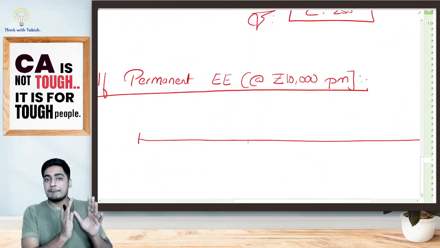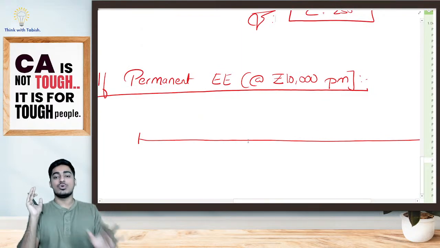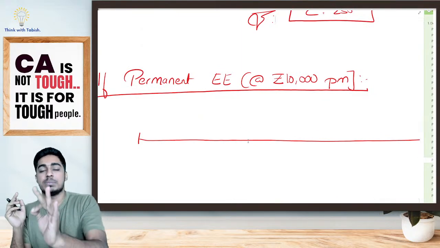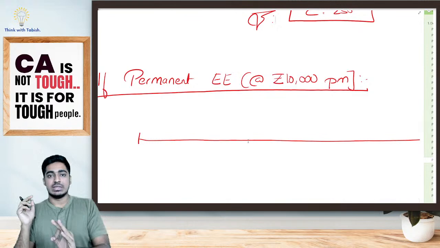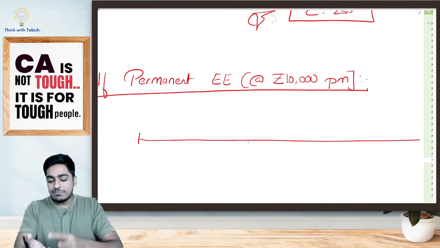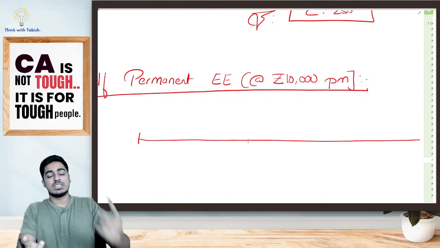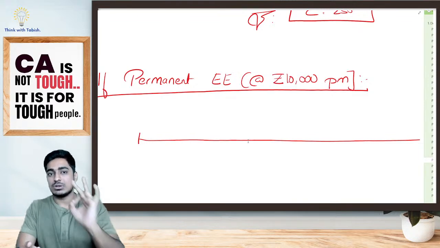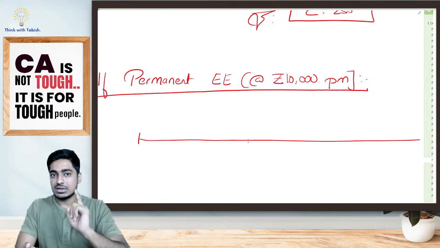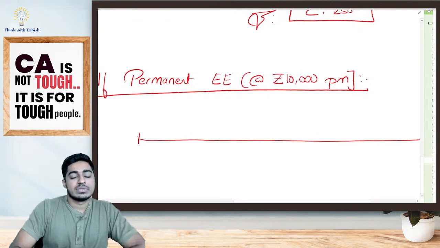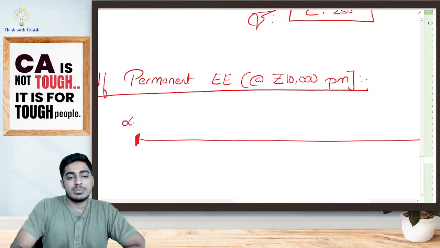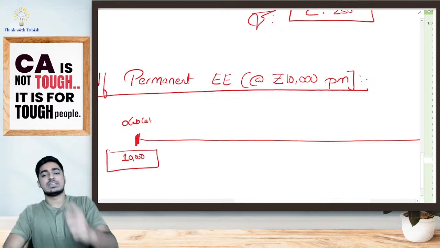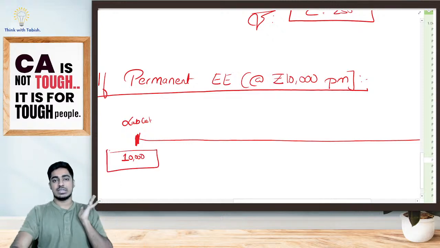I have a permanent employee for whom I am paying 10,000 rupees per month. What does it mean? It means that whether we manufacture shirt, whether we manufacture jeans, whether we do not manufacture anything, still I have to pay him 10,000 rupees per month. Is it clear? Now, firstly I am considering labor cost. I have to pay 10,000 rupees per month irrespective of whether I manufacture shirt, jeans or don't manufacture anything.